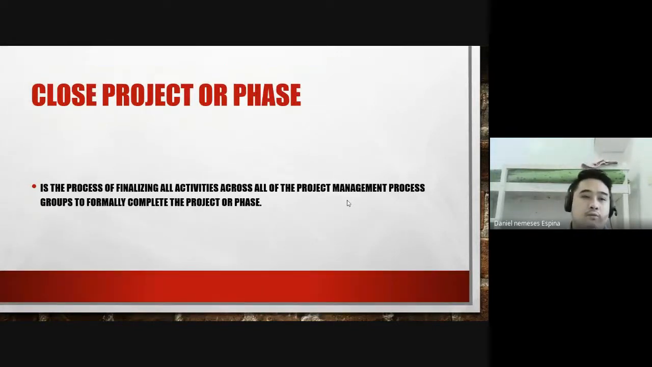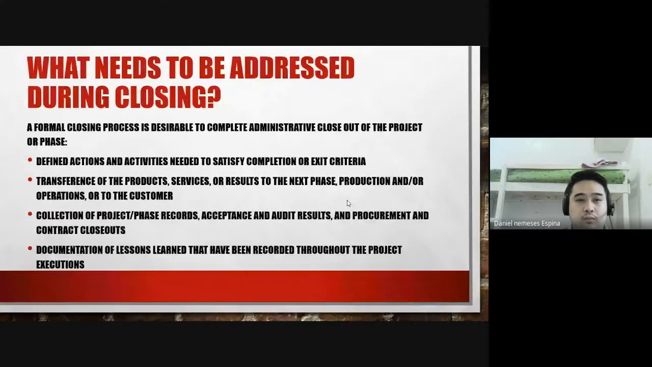And then lastly, you have close the project or phase. So it is the process of finalizing all activities, okay, across all of the project management processes to formally complete the project or phase. So finalizing all the activities. What needs to be addressed during the closing? A formal closing process is desirable to complete the administrative close out of the project or phase.